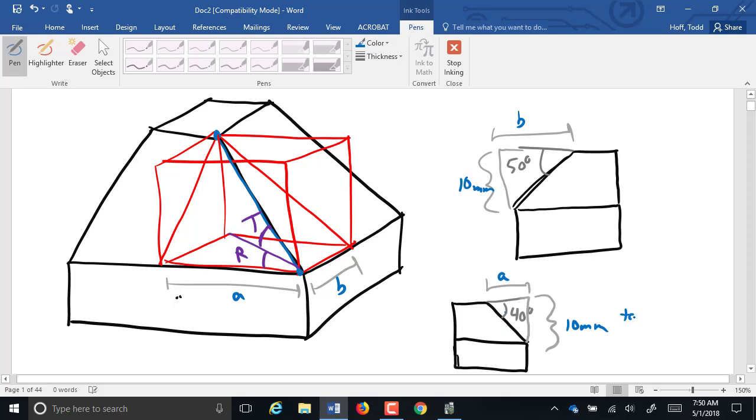So A here, this is going to be a tangent of 40 degrees, will be 10 over A. Is that what it comes out to be? 11.918 millimeters. Cross multiply and divide 10 divided by tangent of 40. Same thing up here. 10 divided by tangent of 40. Yep, 11.918. So up here is tangent of 50 degrees equals 10 over B.